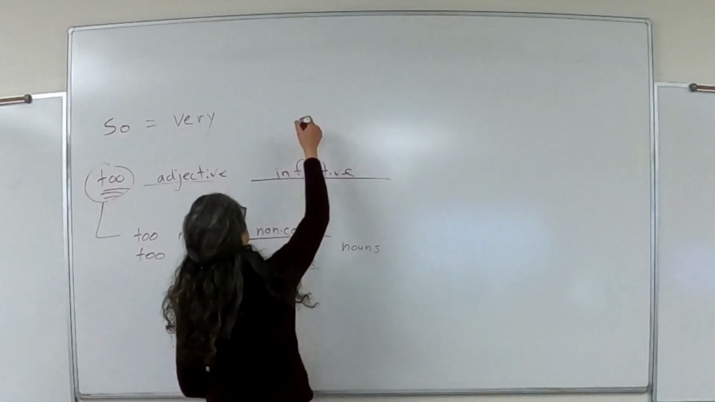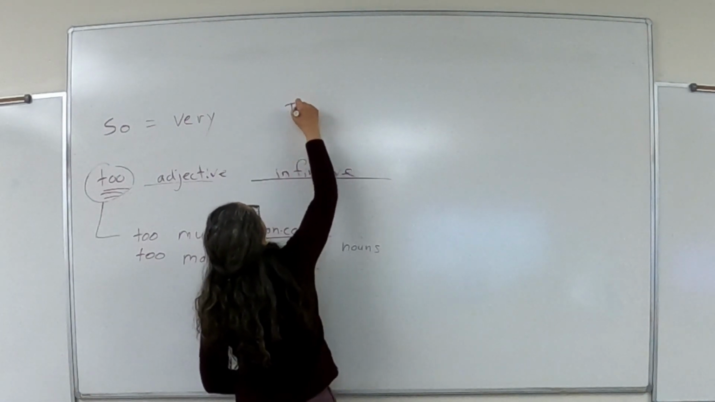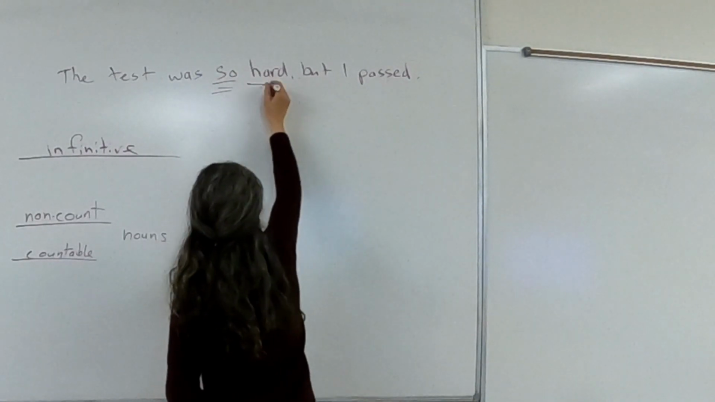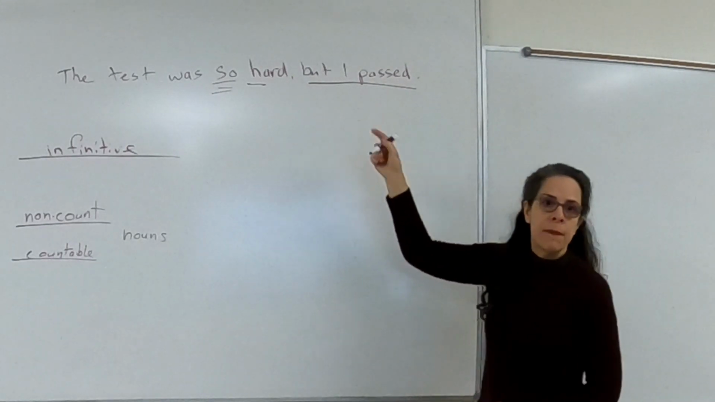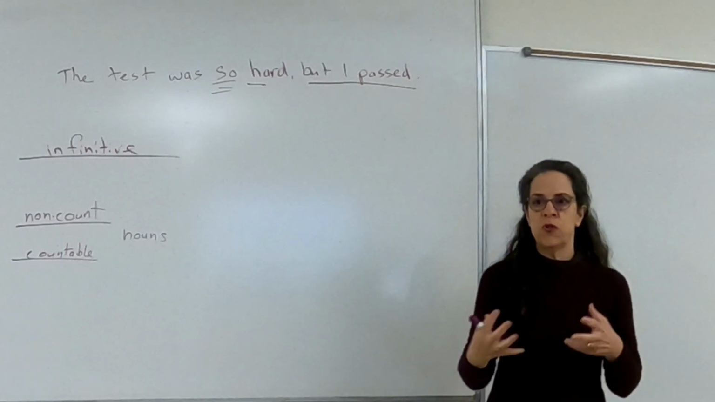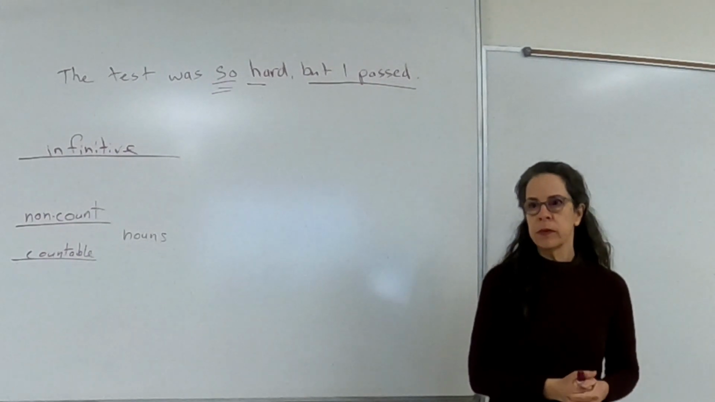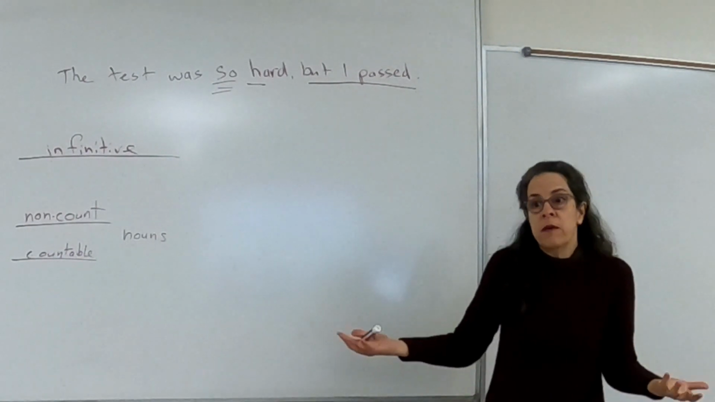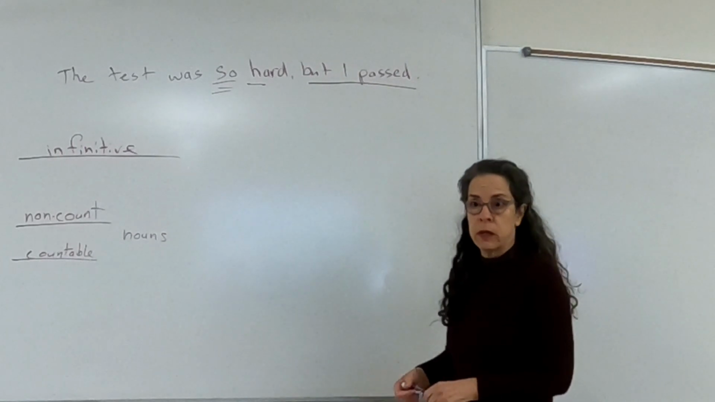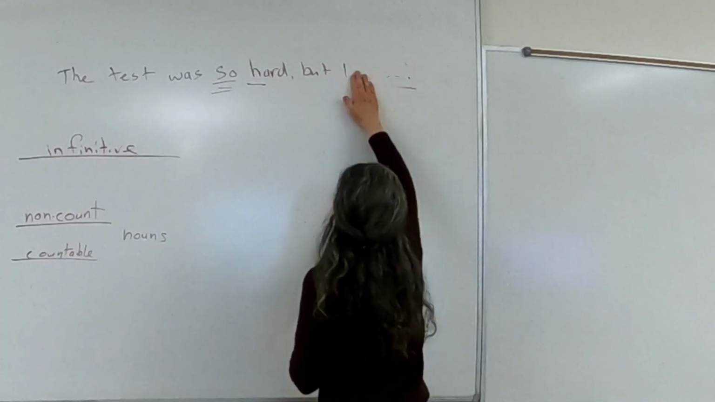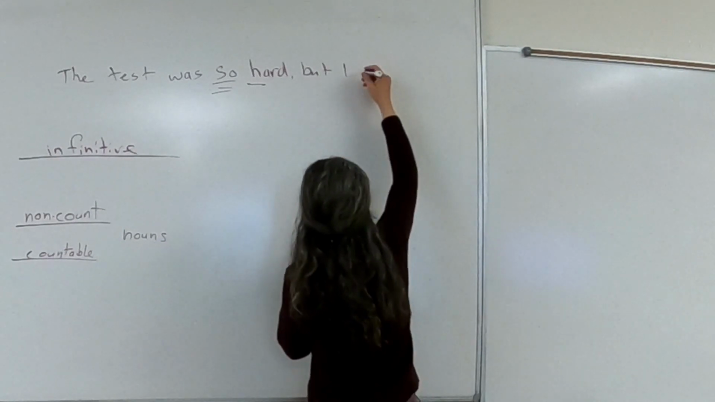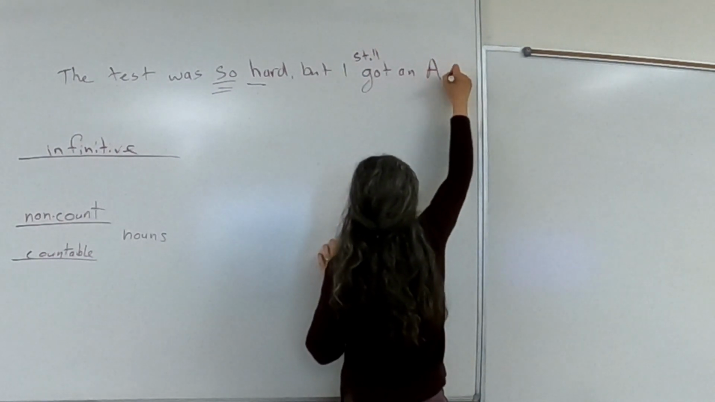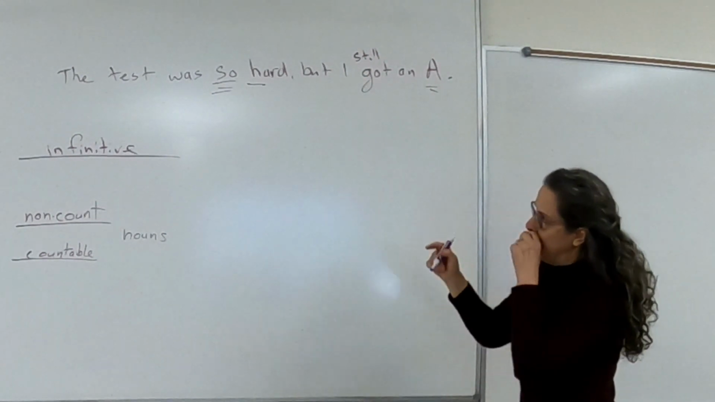Let's make a sentence with the "so." So I could say, okay, I'm using "it was so hard, but I passed." Was I able to achieve my goal on the test? Yes. I didn't fail, right? I passed the test. Maybe I even got an A. Maybe I even got a good grade, right? I could say the test was so hard, but I still got an A. I got a top grade on the exam.